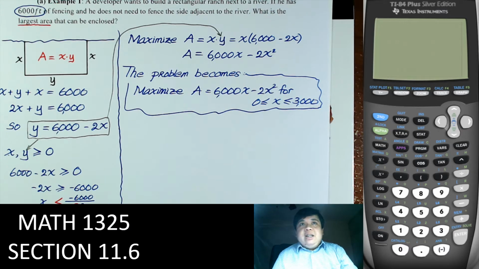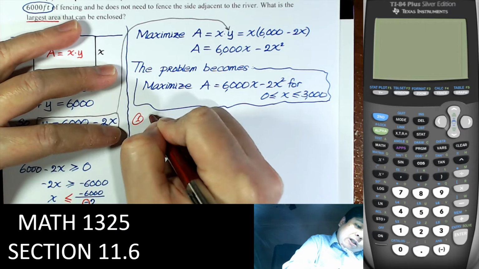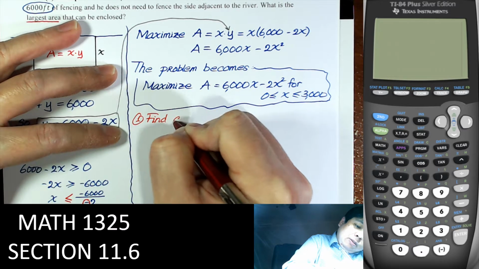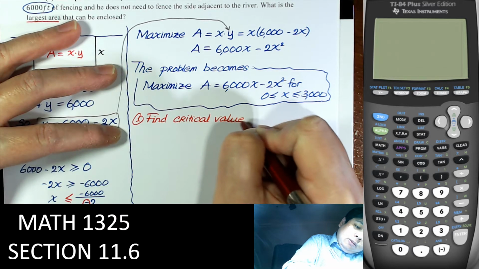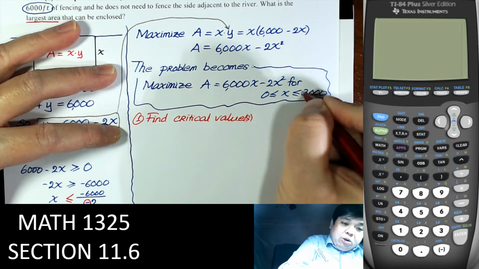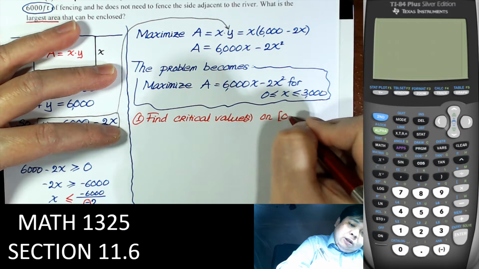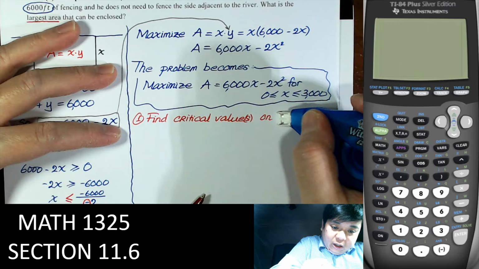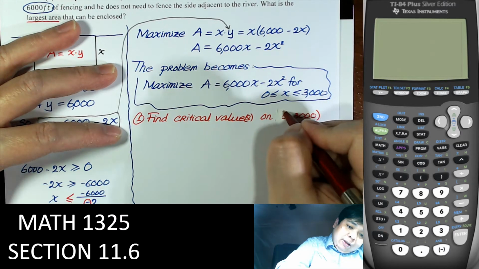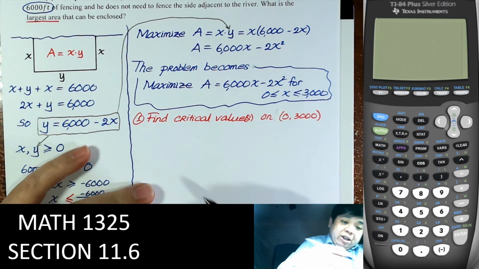Now the rest is easy. That's what we've been doing. First, find critical values on the interval of 0 to 3,000. Notice that we don't need to worry about the boundary. We're going to test the boundary with the table anyway. So just the open interval. Right, take the derivative.